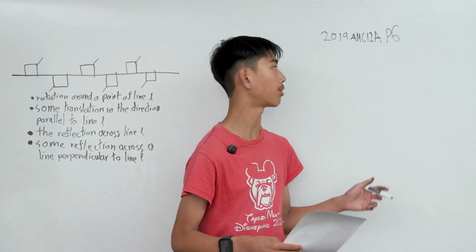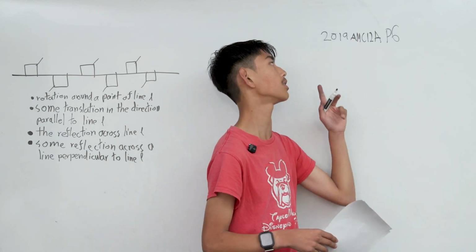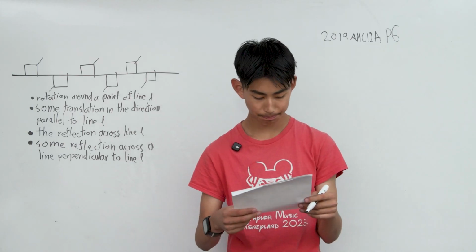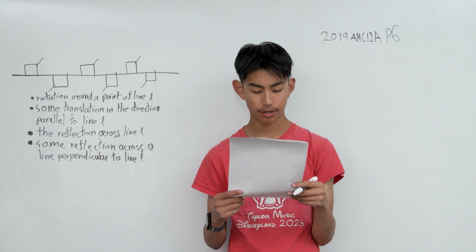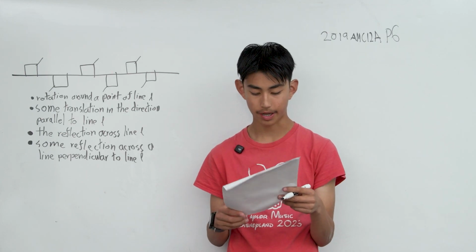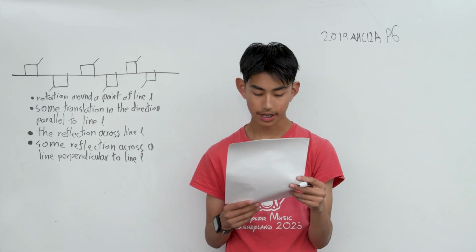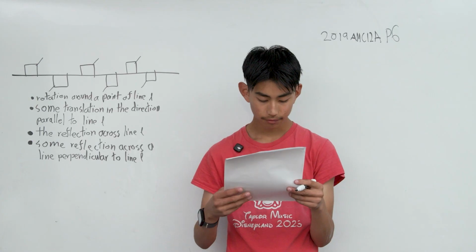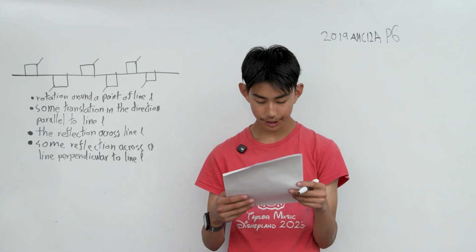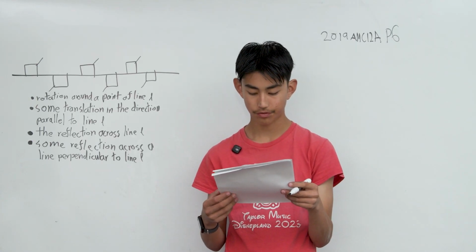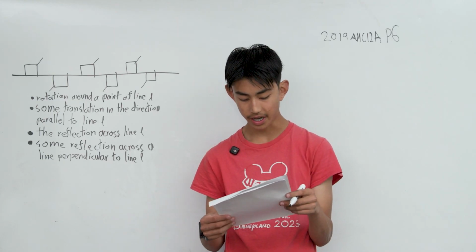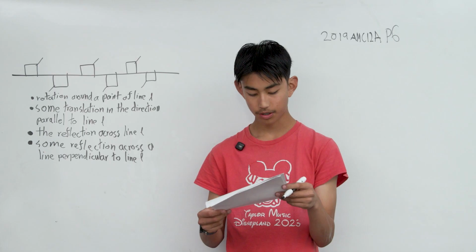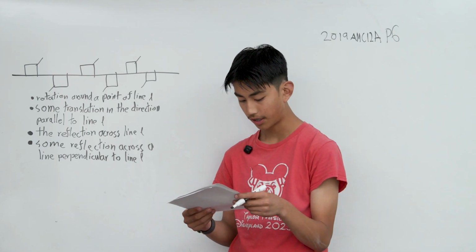We're solving problem 6 from the 2019 AMC12A. The figure below shows line L with a regular infinite recurring pattern of squares and line segments. How many of the following 4 kinds of rigid motion transformations of the plane in which this figure is drawn, other than the identity transformation, will transform this figure onto itself?